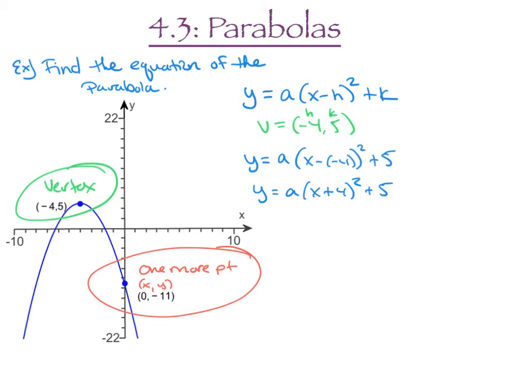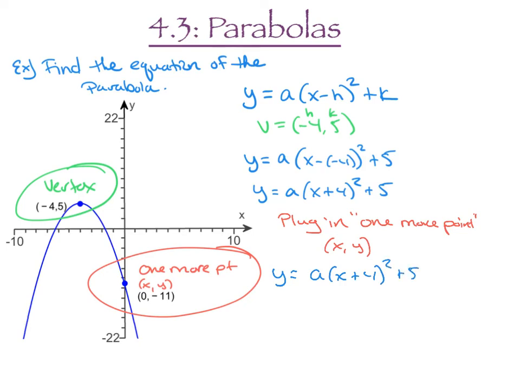All you're going to do is plug in that one more point for x and for y. So that will look like this. y equals a(x plus 4) squared plus 5 will now be, let's see, the y is -11. Whoops. -11 equals a times (0 plus 4) squared plus 5. And then solve for a.